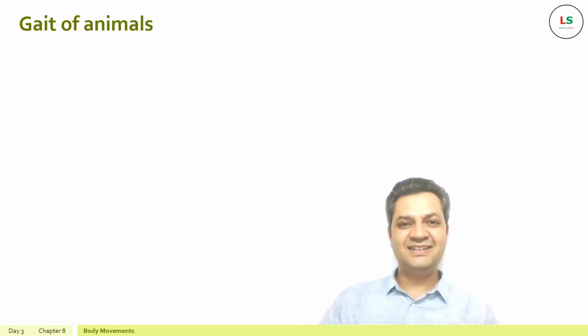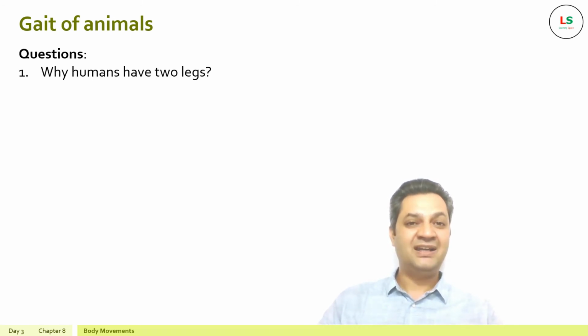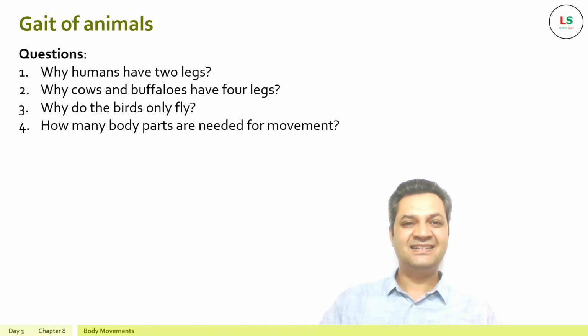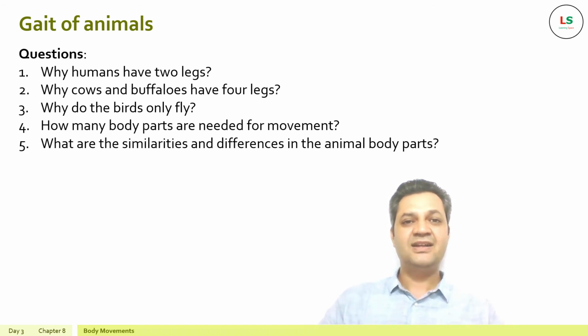Till now, with our discussion of the gait of animals, we have learned a few of the things related to movement. There must be many questions in your mind, like: why do humans have 2 legs? Why do cows and buffaloes have 4 legs? Why do birds fly? How many body parts are needed for movement? What are the similarities and differences in the animal body parts?